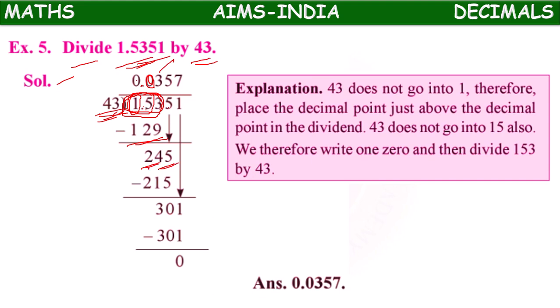Next 5 we will carry down. 43 times 5 is 215, 250 minus 215 leaves 35. Next 1 we carry down, 43 times 7 is 301. So 0 remaining. What is the answer? 0.0357.